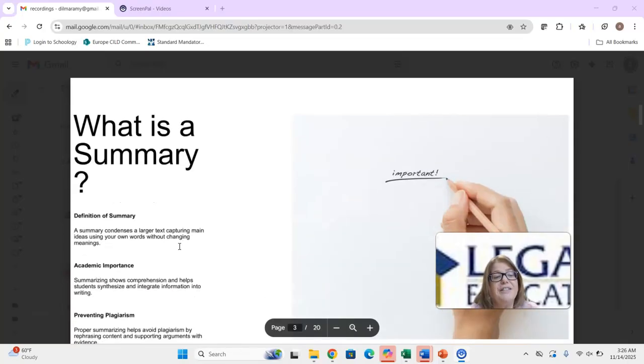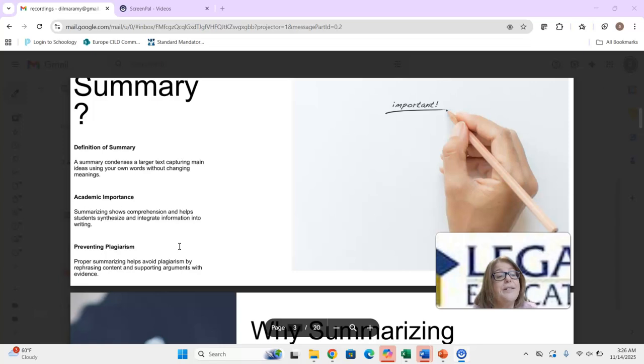So first of all, let's look at what is a summary. A summary is essentially a condensed version of a larger set of text. However, sometimes what I find is people just copy and paste information, and that's actually not a summary. A summary is not taking the information and just making it shorter. There's also some things you have to do.